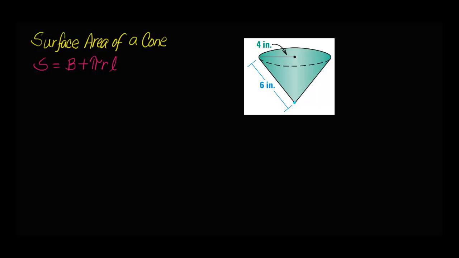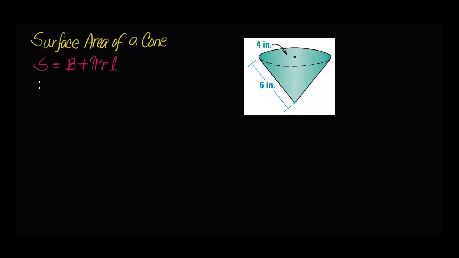And here is the formula for the surface area of a cone. It's the area of the base. Remember, capital B always stands for the area of the base, plus pi r L, and L is the slant height. So let's go ahead and find the surface area for this cone.